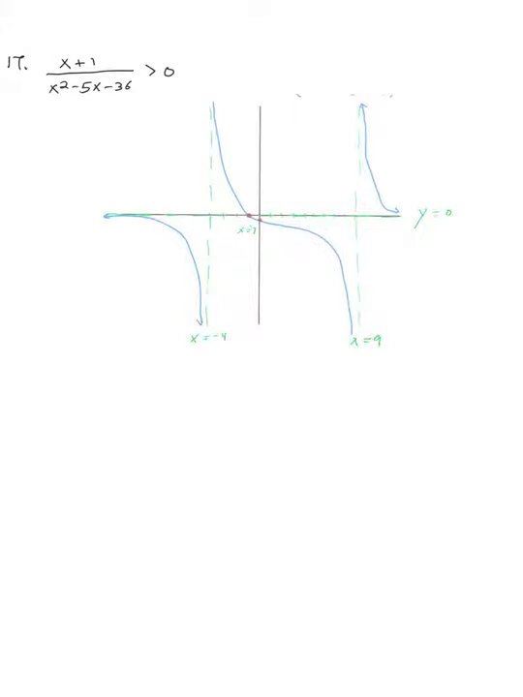So where's the graph greater than 0? That has to be this portion of the graph as well as this portion of the graph. And therefore, my answer to this problem is negative 4 to negative 1, not including either. There's no equal sign on the inequality. And also everything from 9 to positive infinity.